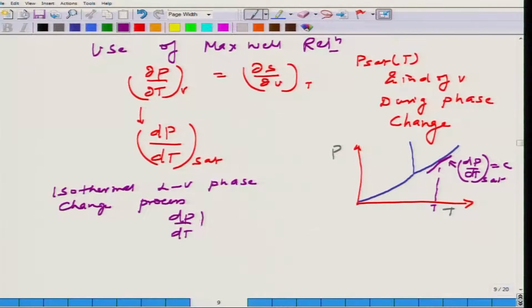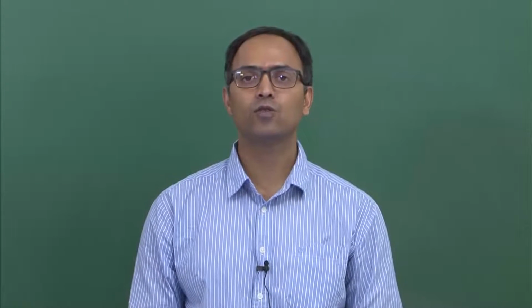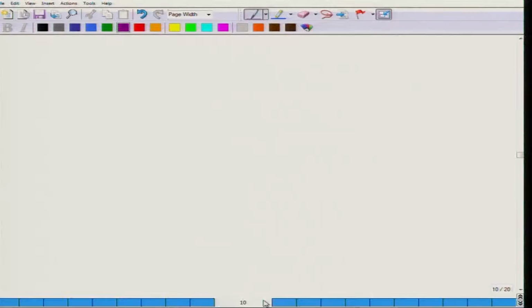dP/dT at saturation is going to be constant. So this is a slope at this point. Of course, this is your liquid, solid, and vapor. So what we can do is, we know this slope. Now we can try to use this directly in the Maxwell relation, and then we can try to integrate this in order to get the change in the entropy with respect to the change in the volume.